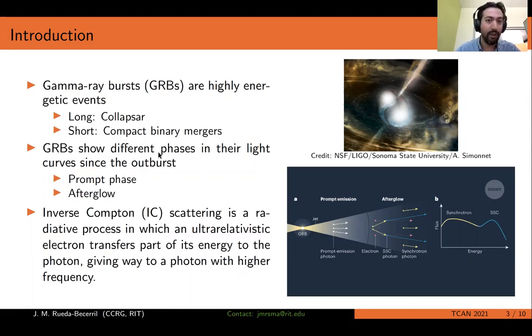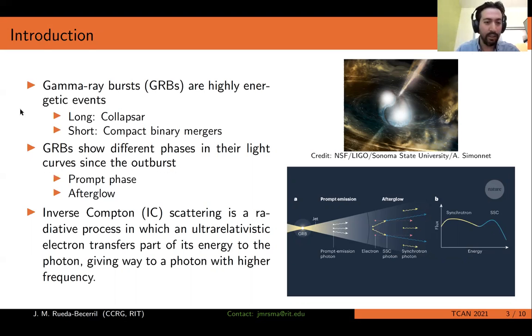So first of all, I want to thank Woody for this great overview in the morning around relativistic jets. So I'm gonna skip all those details, and I will move on with what I'm about to talk about, the gamma ray bursts. So gamma ray bursts are these highly energetic events that come in two flavors, mostly long and short, depending on the progenitor.